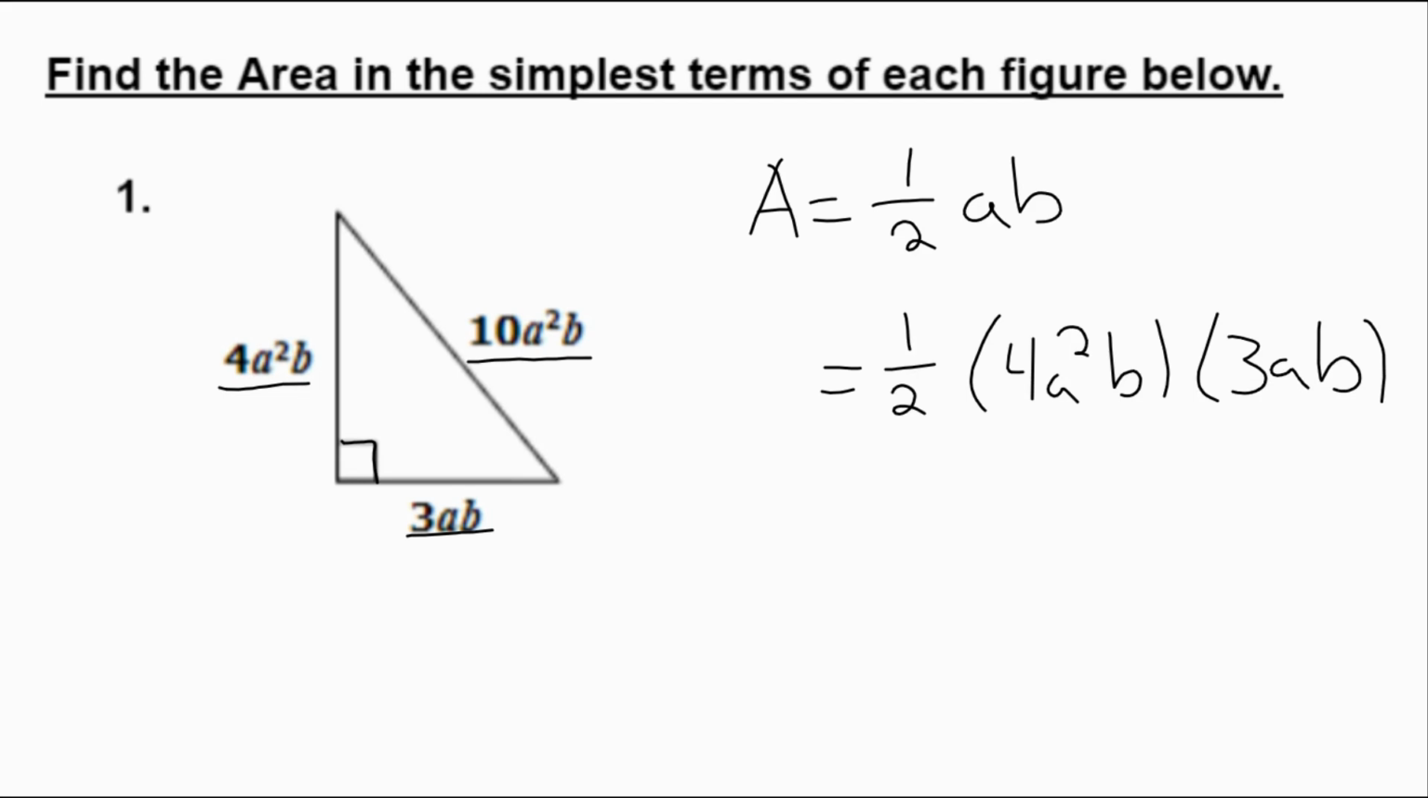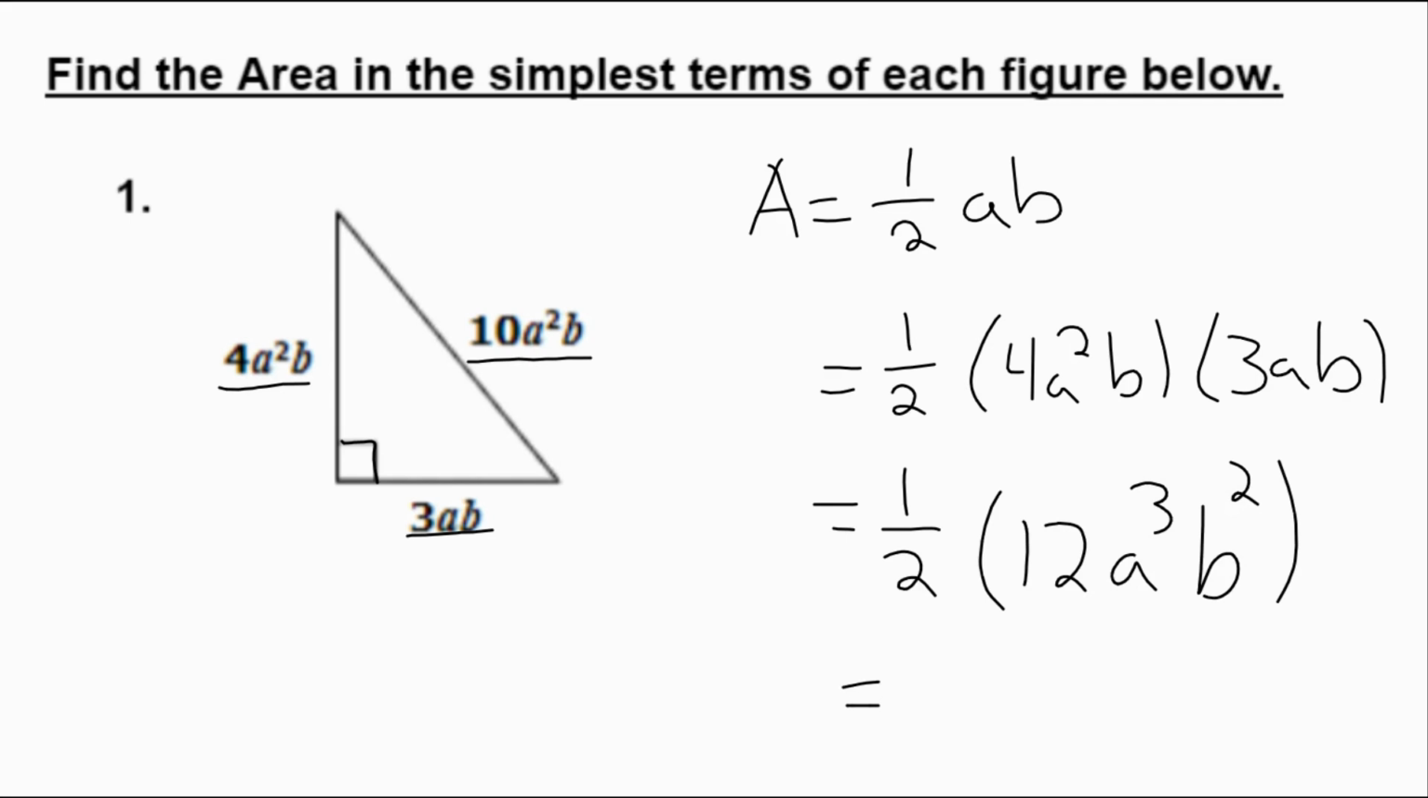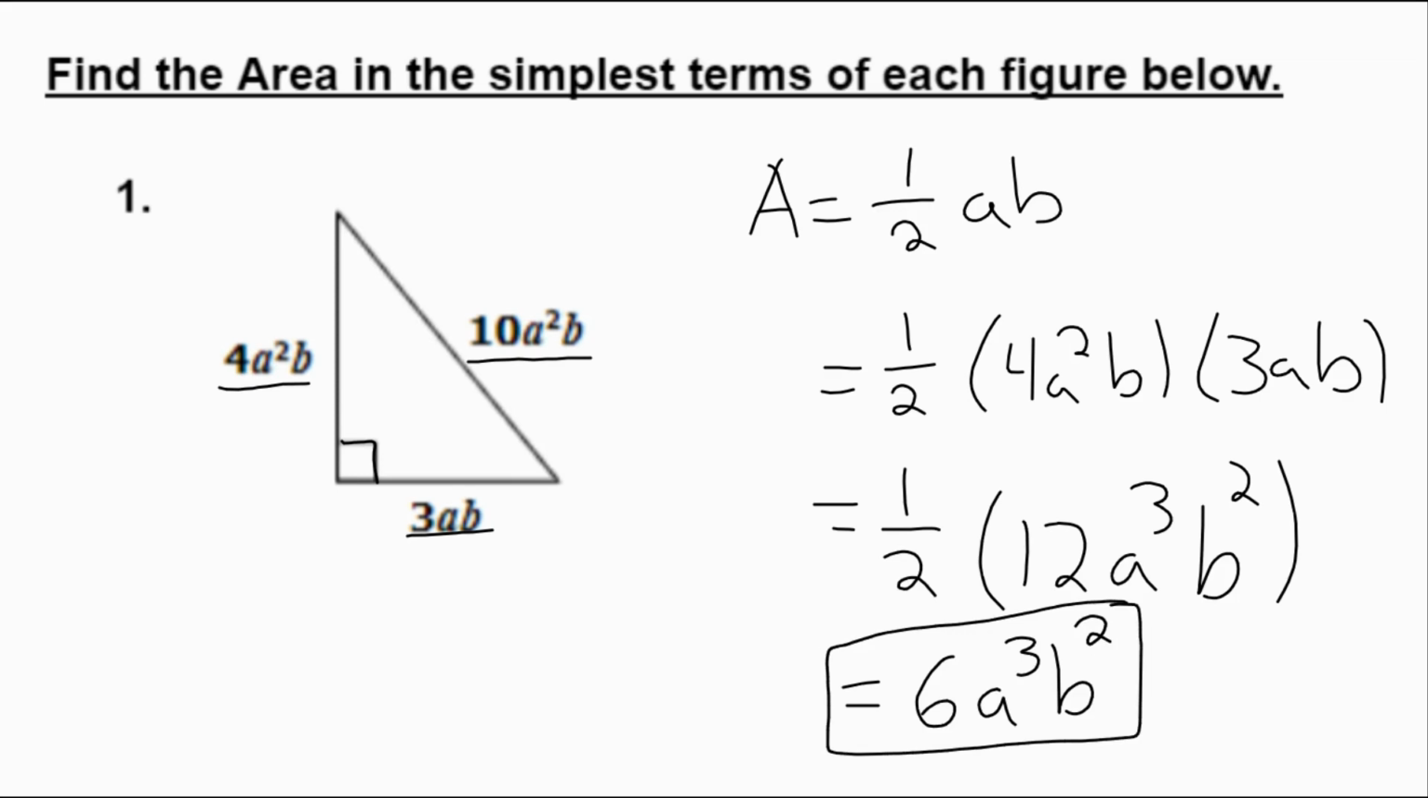Now 1/2 times 4a squared b times 3ab. Here I can use my product rule of exponents. So I'll keep my 1/2 together and then I'll multiply the 4a squared b and the 3ab. So 4 times 3 is 12. a squared times a to the 1 would be a cubed, and b times b is b squared. Now I can finish this by multiplying 1/2 and 12, which would give me 6, and then a cubed b squared would stay the same. So my simplified expression for the area of this right triangle is 6a cubed b squared.